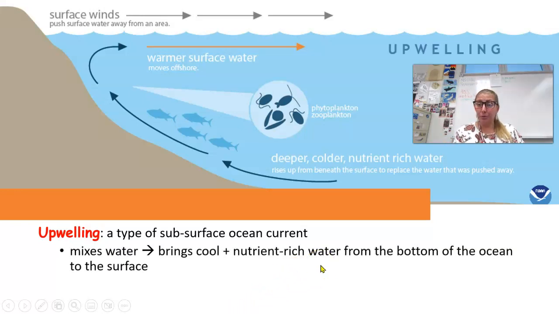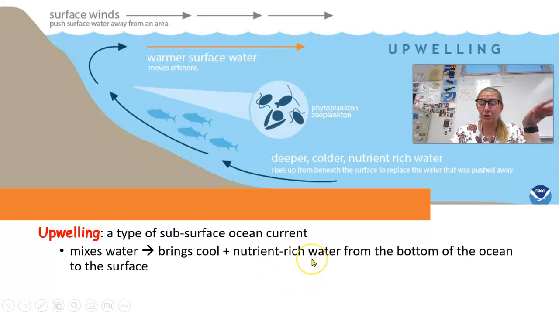It's bringing colder water, because there's colder water at the bottom of the ocean. Colder water that's also got a lot of nutrients from the depths up to the surface. Why is there a lot of nutrients in the deep ocean? Because dead things are sinking, and once they reach the bottom of the ocean, they decompose, and the process of decomposition releases nutrients. So there's a lot of nutrients at the bottom of the ocean.